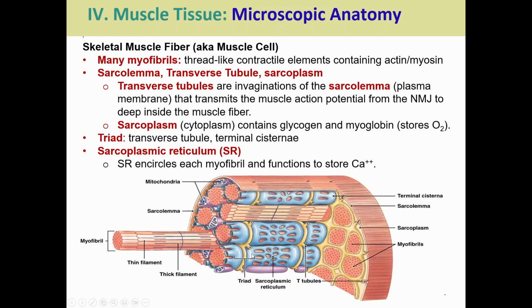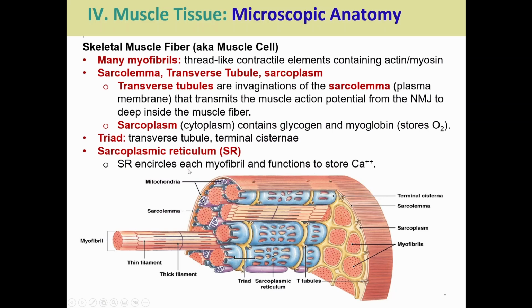So we have those, which is what's going to help communicate between the muscle cell and the neuron. It's what links us to the inside with the action potential coming from the neuromuscular junction. The sarcoplasm is just the cytoplasm, just renamed. We have more myoglobin and glycogen in there in comparison to a cell from somewhere else. Myoglobin is like an oxygen storage molecule, kind of like hemoglobin.